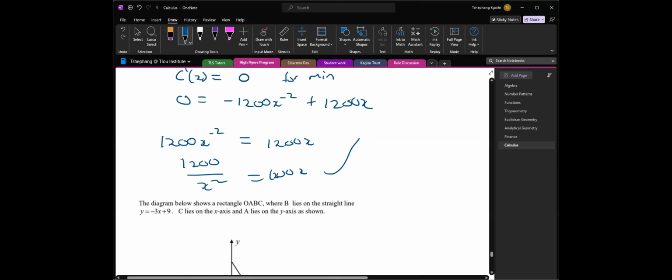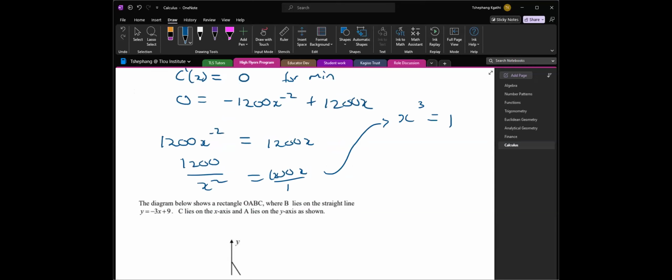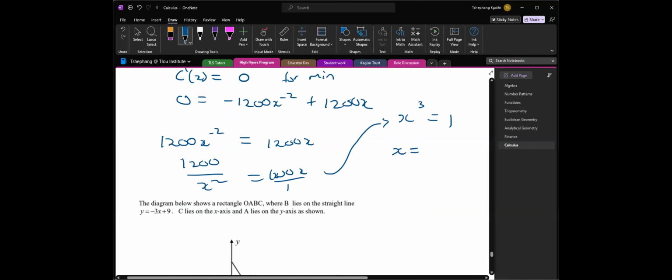Then let's fix that. We cross multiply. We should be getting x to the power of 3 is equal to 1, because you're going to have 1,200 x to the power of 3 is equal to 1,200. Divide away the 1,200. So x is equal to 1. So the width of the box must be 1 meter.